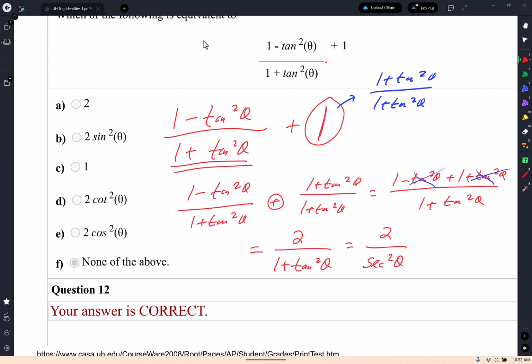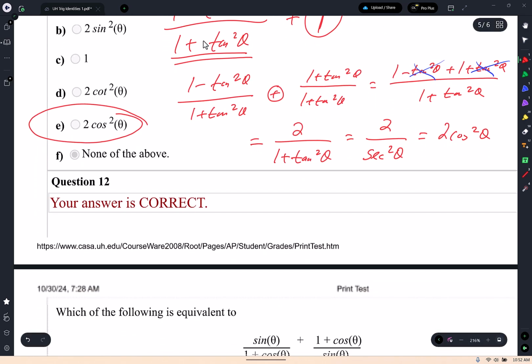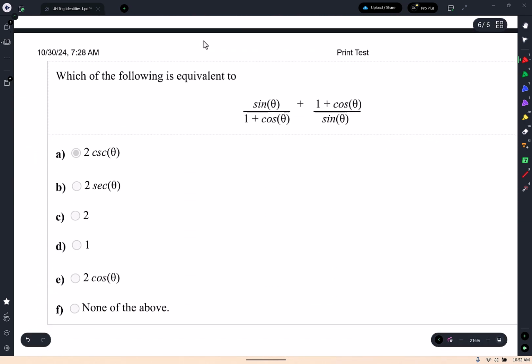I don't see that 2 over secant squared theta, but I know the secant squared is in the bottom, so if I bring it up, it's going to turn to a... So 2 cosine squared theta. Is that in there? There it is. Cool or not cool? Last one.